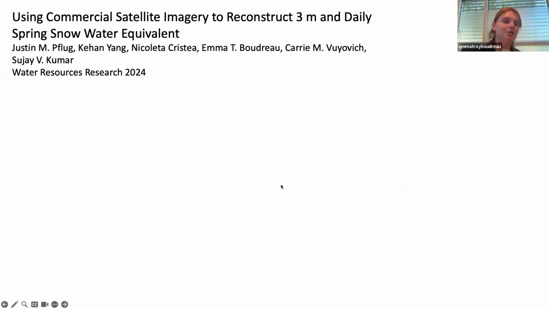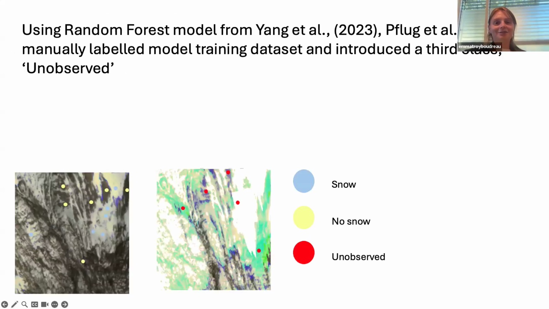And then additional work that was performed is using commercial satellite imagery to reconstruct 3-meter and daily spring snow water equivalent. And this is Flug et al. 2024. I won't go into detail about the reconstructing snow water equivalent because that's something in itself. But to do that, Flug et al. also used this random forest model that was developed in Yang et al. for snow mapping.